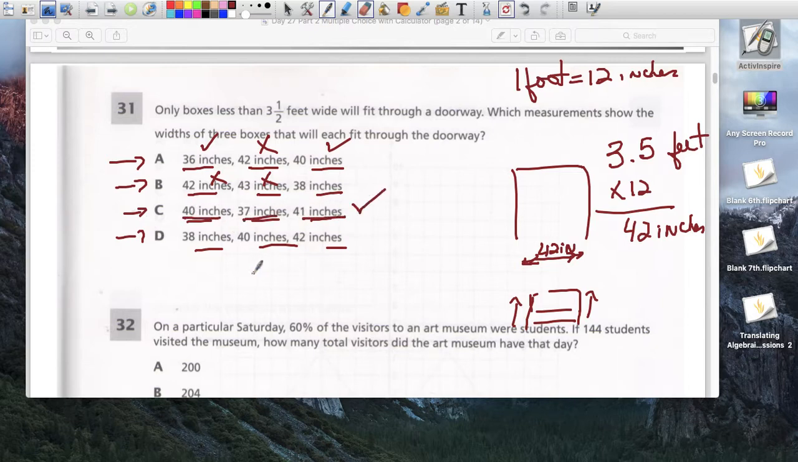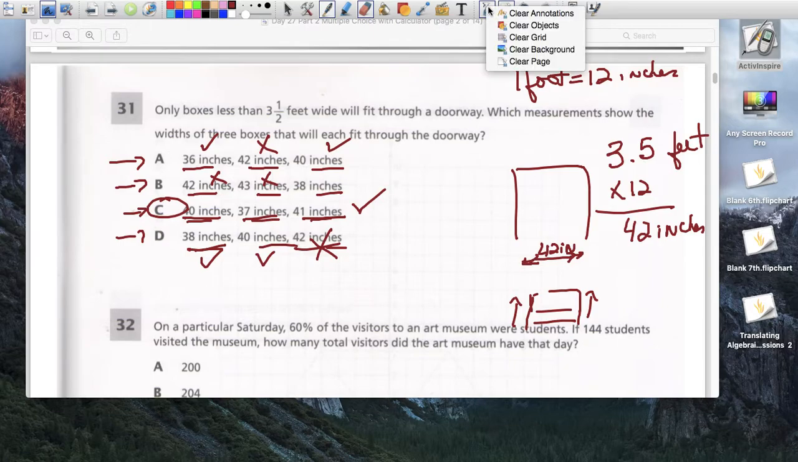So definitely this way. This one, the 38 will go in. The 40 will go in. The 42 inches will not, because it has to be less than 42. So the only 3 boxes that will go through this doorway is letter C.